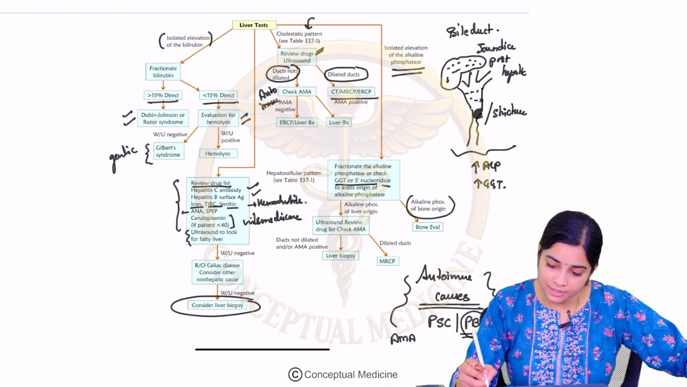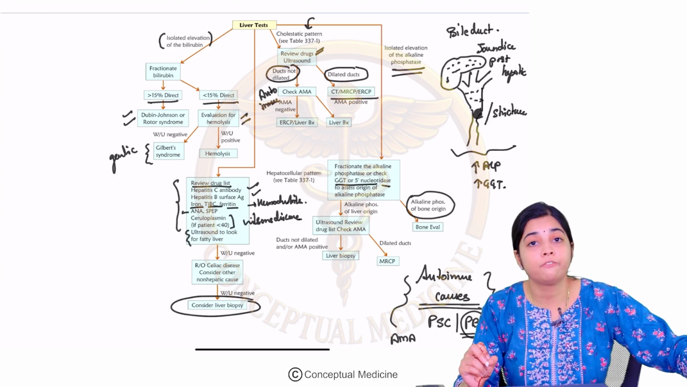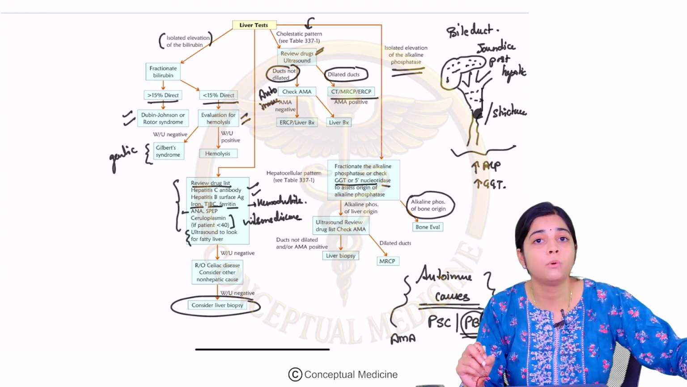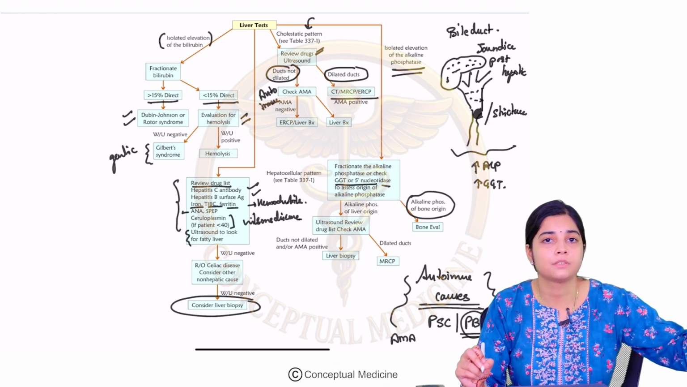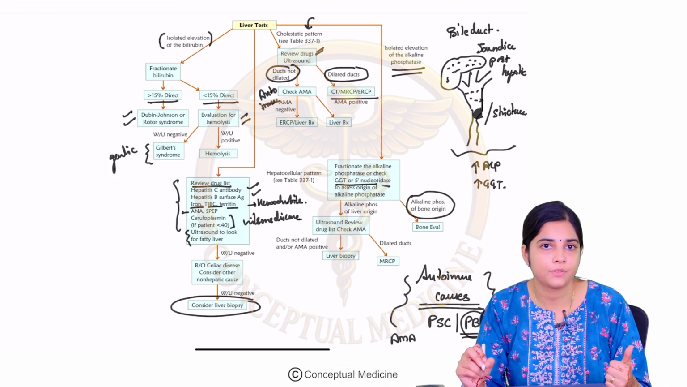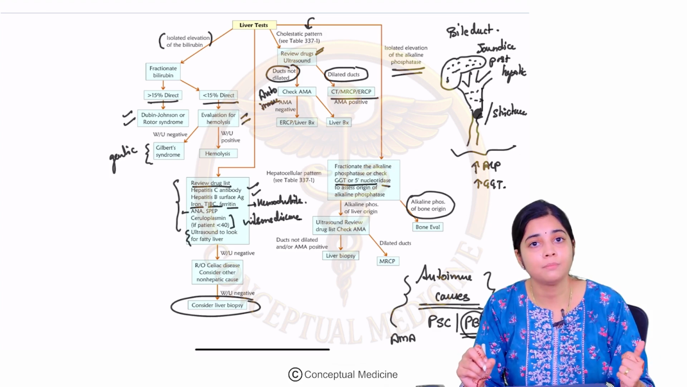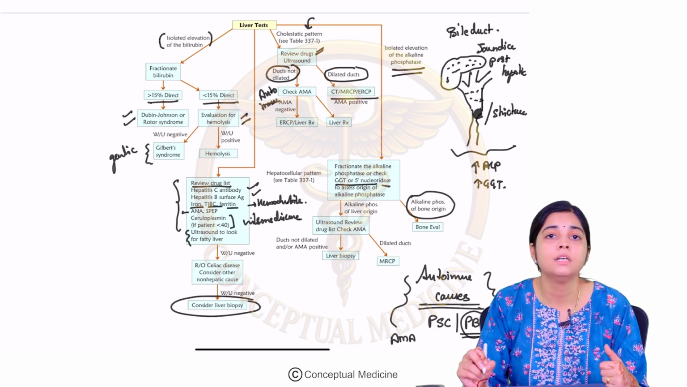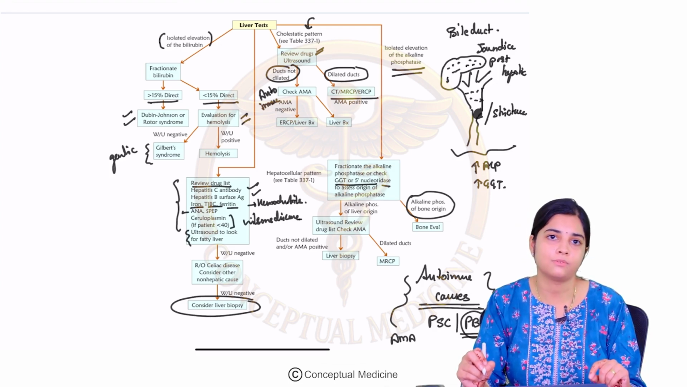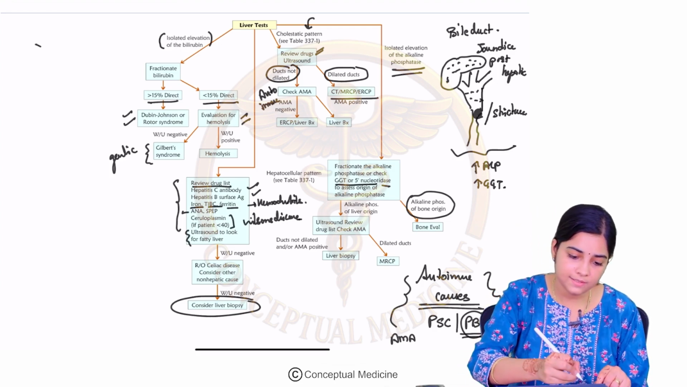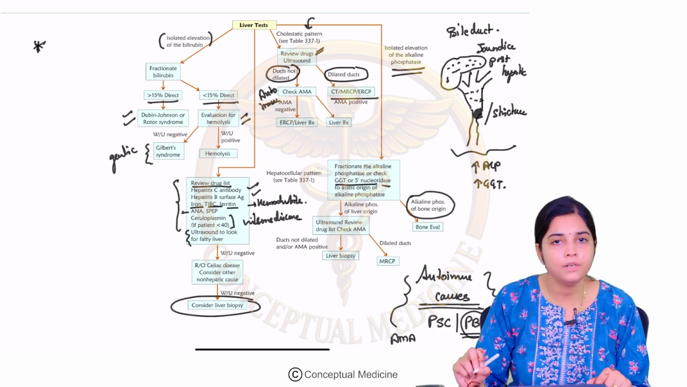If alkaline phosphatase alone is elevated, then you definitely have to do a bone evaluation, to see if it is because of a bone problem. So, ALP elevation can be seen in vitamin D deficiency, in hyperparathyroidism, in Paget's disease, and so on and so forth. Okay, so this is your integrated approach to LFT.